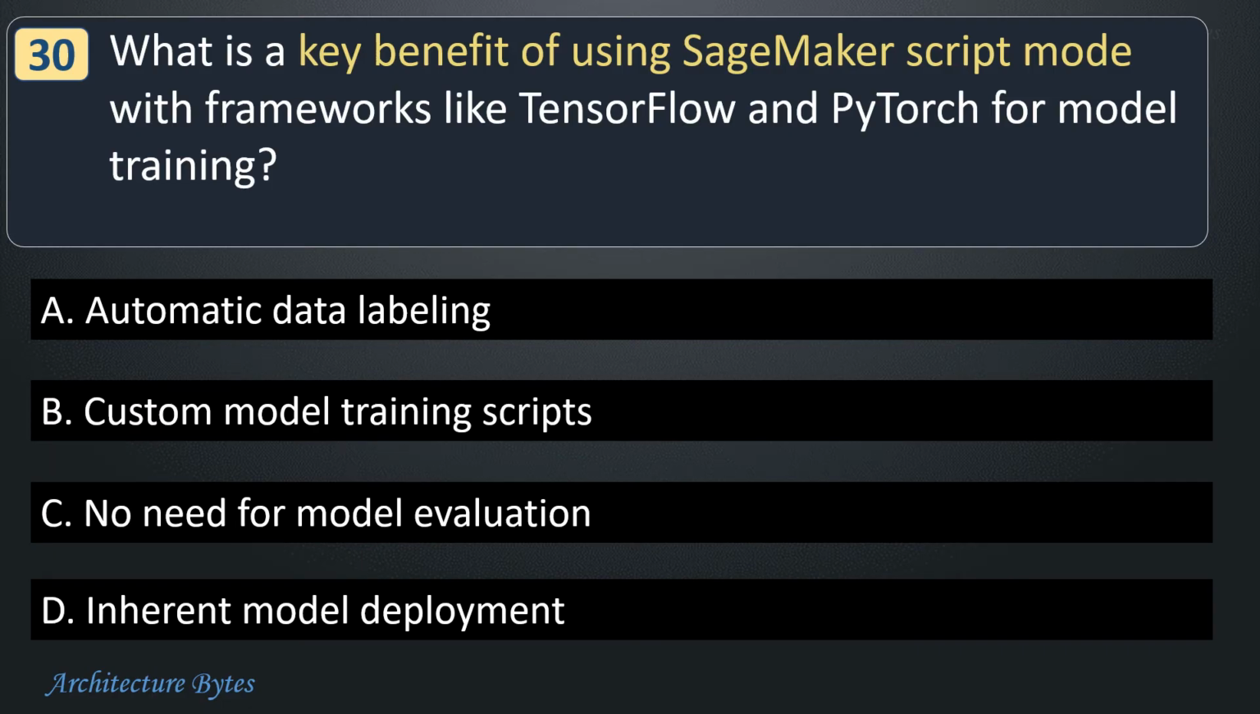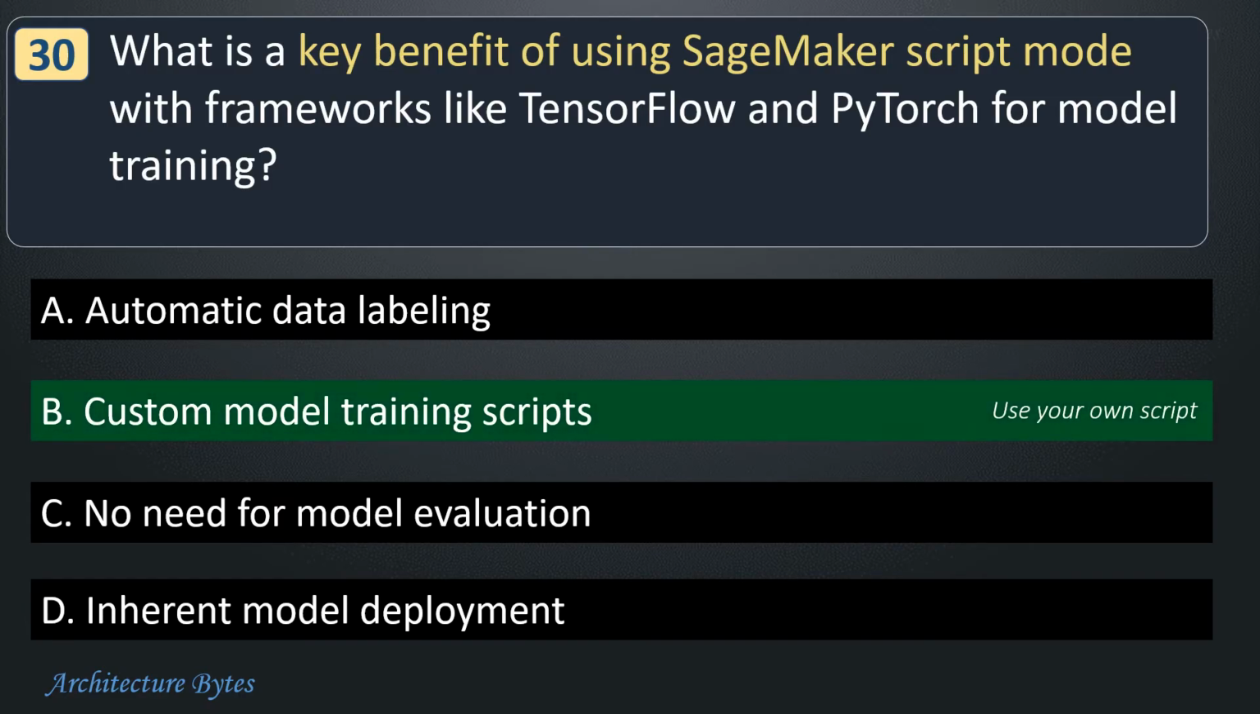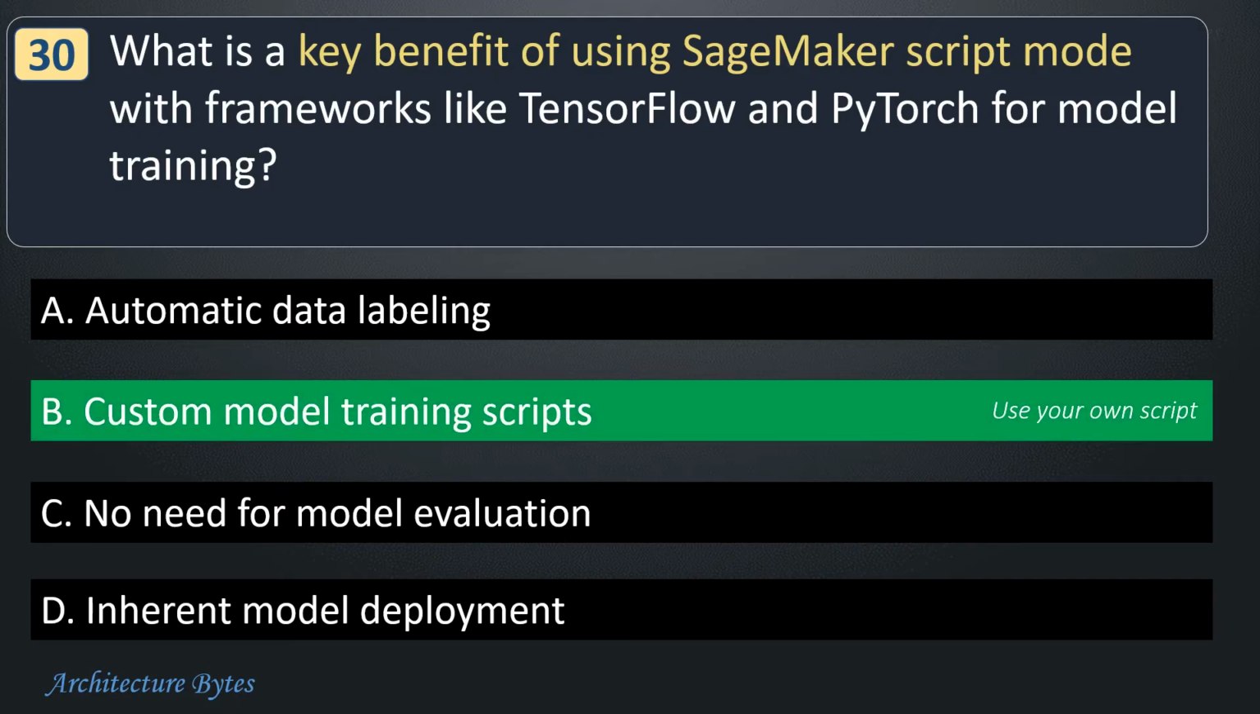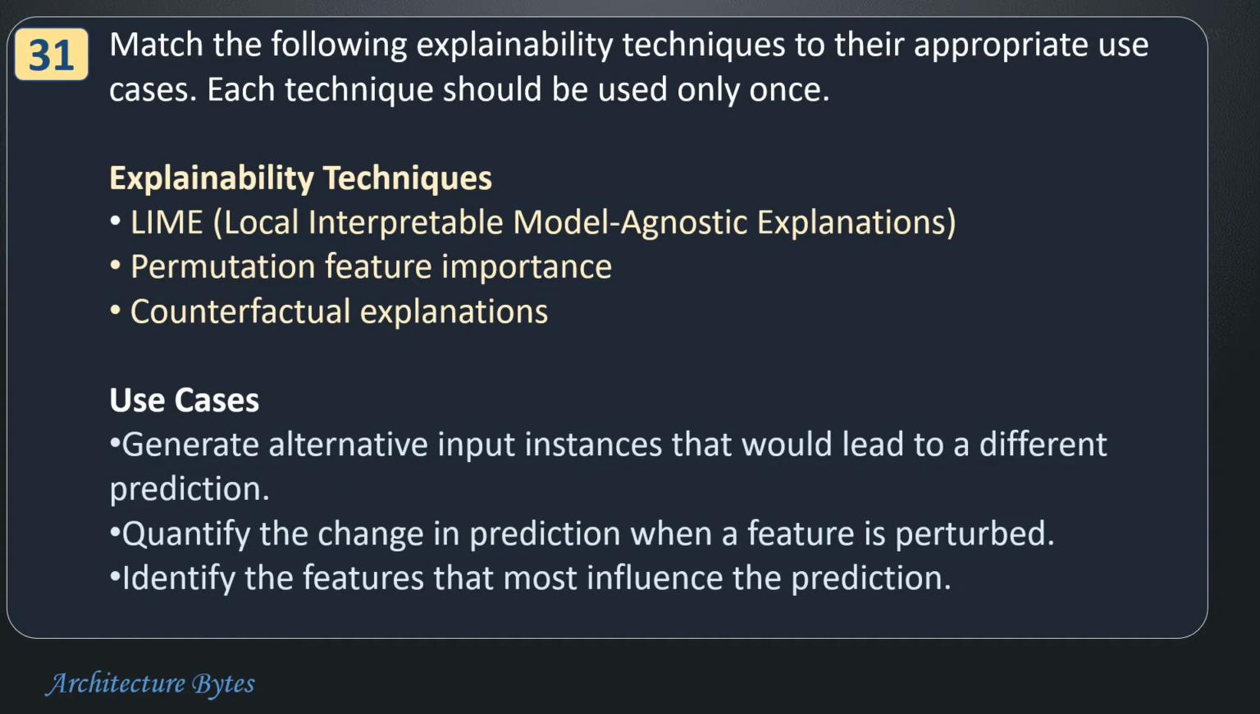What is the key benefit of using SageMaker script mode with frameworks like TensorFlow and PyTorch for model training? Our options are automatic data labeling, custom model training scripts, no need for model evaluation, or inherent model deployment. Option B, custom model training scripts, is the right answer here. SageMaker script mode allows developers to use their own training scripts while leveraging the scalability and managed infrastructure of SageMaker. Other options are incorrect.